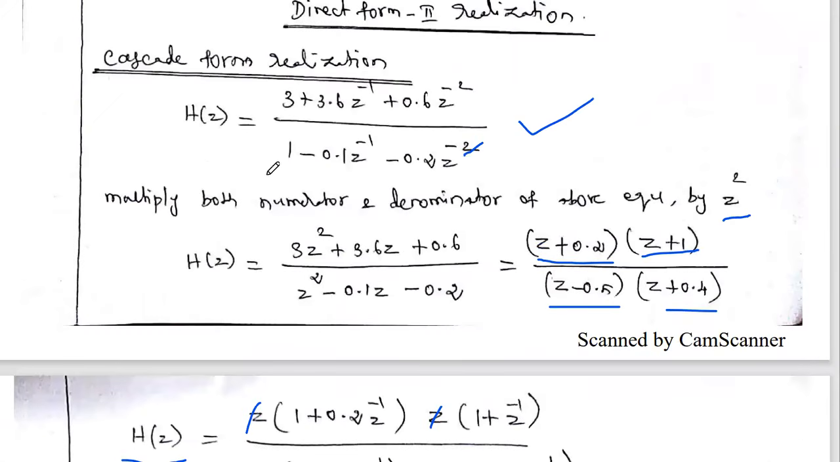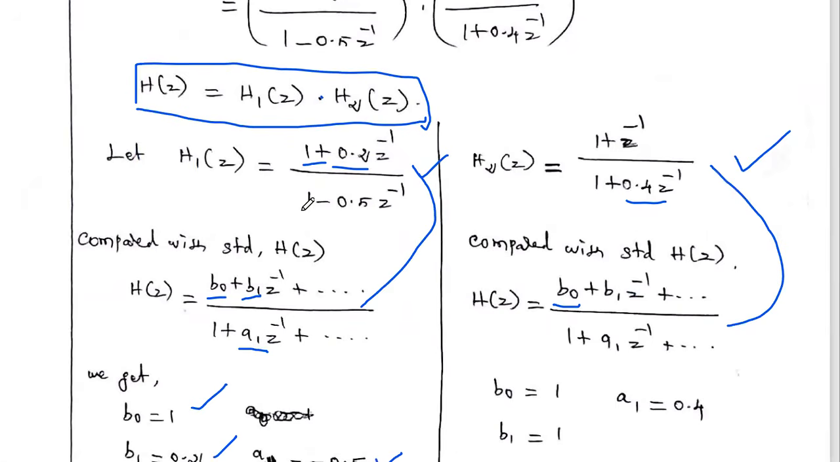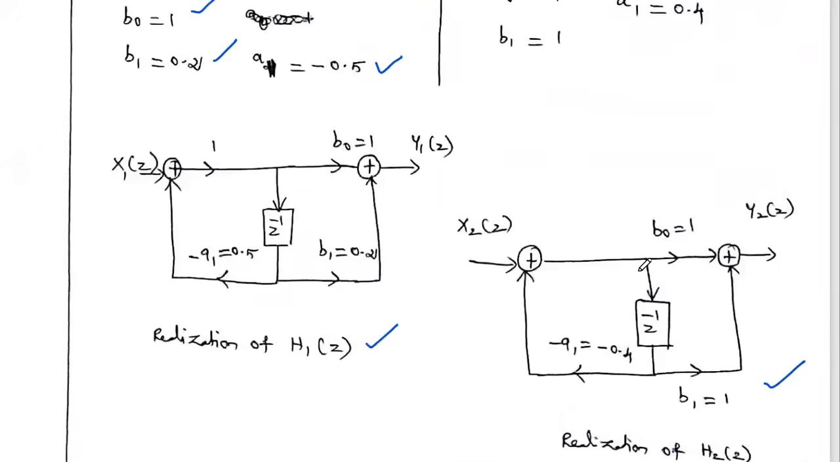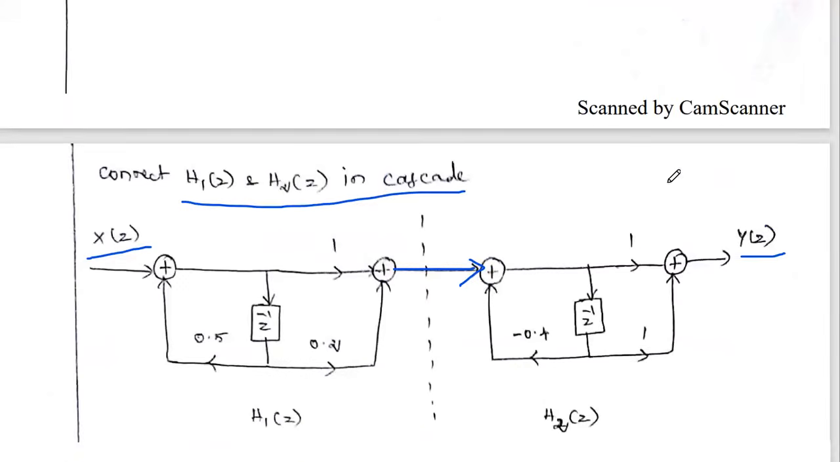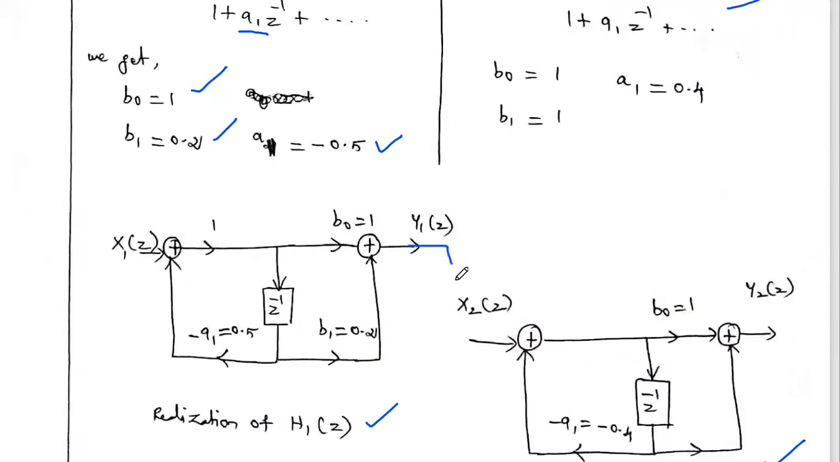If we want to implement in cascade, first H of Z is split as a product of single order transfer functions. Then each single order transfer function is realized using direct form 2. Finally, these two diagrams are connected in cascade. Cascade means the output of the first system, y1, is connected with x2. When these two lines are joined, this combined diagram is called the cascade form realization.